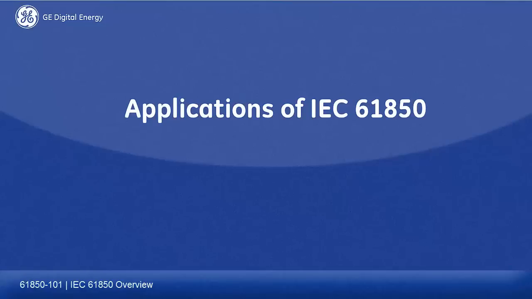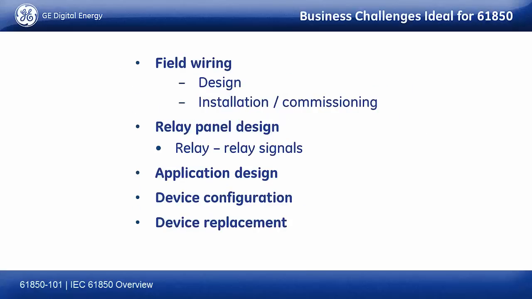When we look at application, this channel is ideal for 61850. One of the first ones is replacement of field wiring, right? And if you look at field wiring design, installing and commissioning, field wiring is where we spend a lot of time on protection and control systems, and it's meaningless grunt work that takes a lot of effort and a lot of work in the field. It has high error rates when it's designed and installed, it has to be fixed, right? If I can replace field wiring with communications, I can get rid of a lot of that. Relay panel design and relay signals, that's what GOOSE messaging is designed for. Application design, device configuration, device replacement.